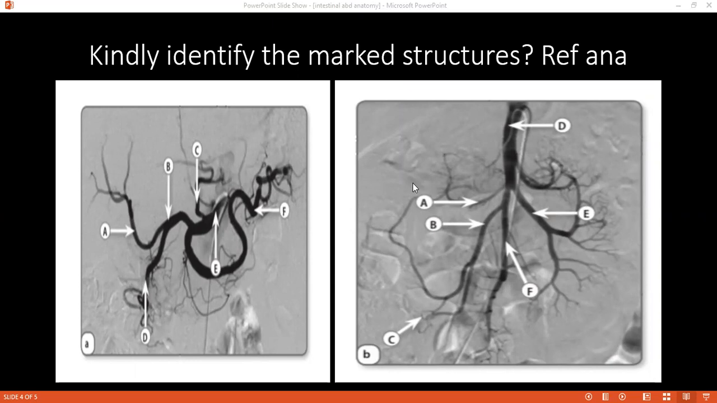E is the trunk for the jejunal arteries, and F is for the ileal arteries. B is the ileocolic artery. I can't remember what A is now. Who can help? Right colic artery, probably, ma'am. Dr. Snehal, you have already done this. You tell, please. Help Dr. Rohit.